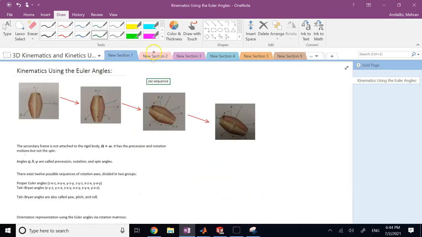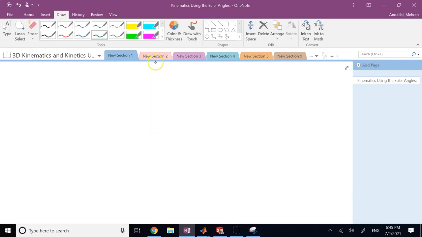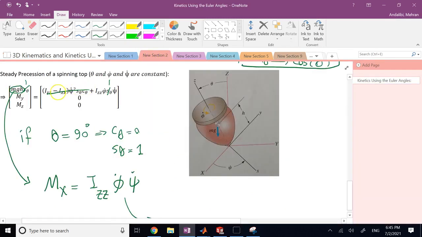If you cannot, then this first term is not going to be 0, and finding psi dot as a function of theta is a little bit more complicated. It's now a quadratic equation. Okay, because the psi dot term is there, it's going to be a quadratic equation.